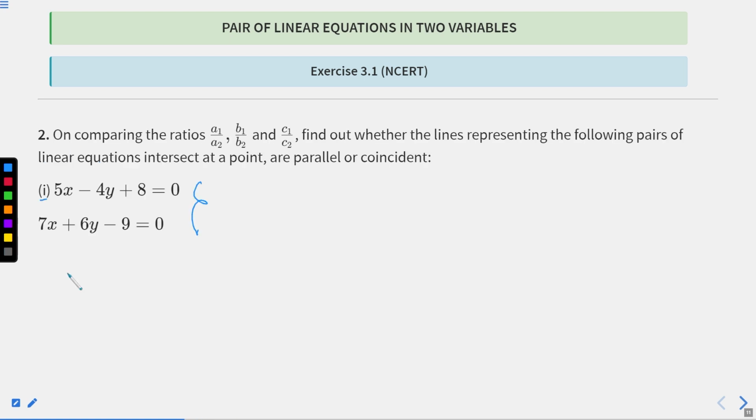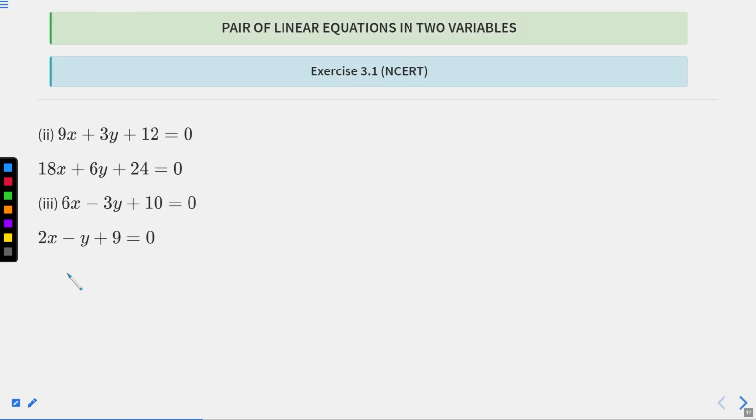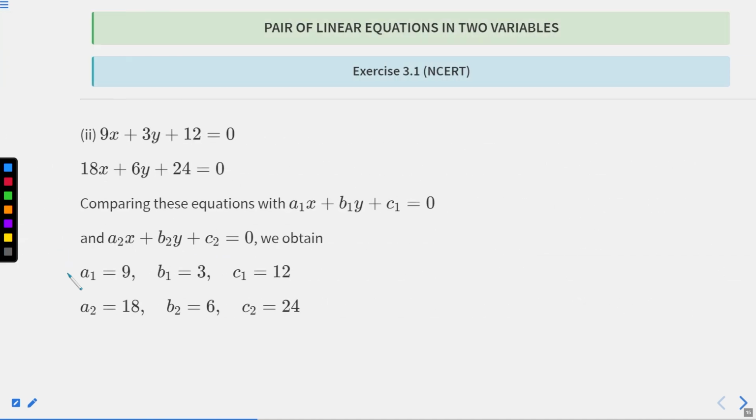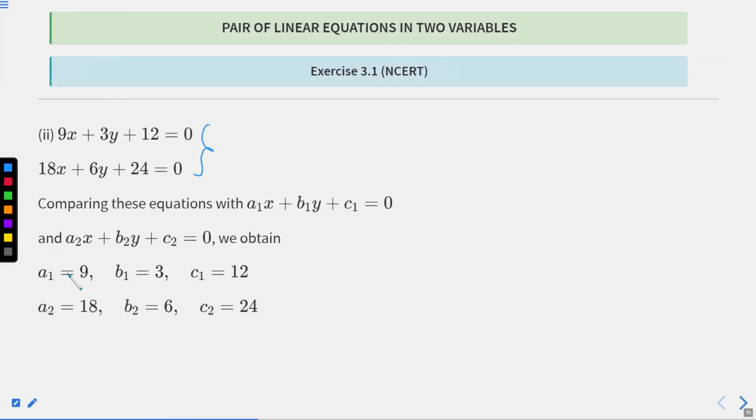Now let us move to question number 2. Here we have the pair of linear equations 9x plus 3y plus 12 is equal to 0, and 18x plus 6y plus 24 is equal to 0. Let us see how to solve it. We compare these equations with a1x plus b1y plus c1 is equal to 0 and a2x plus b2y plus c2 is equal to 0.